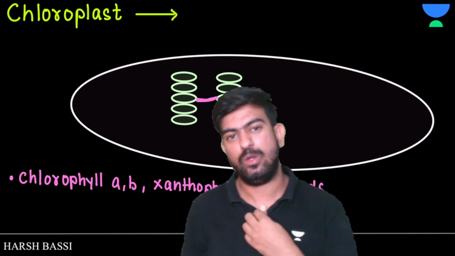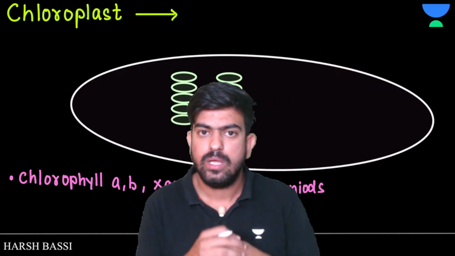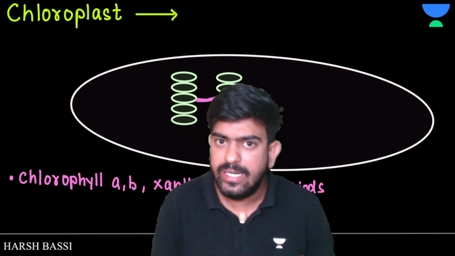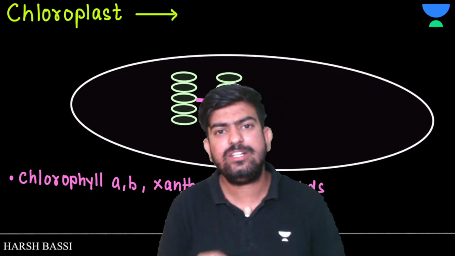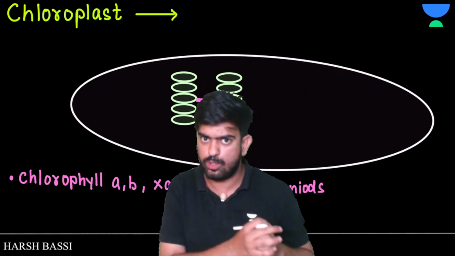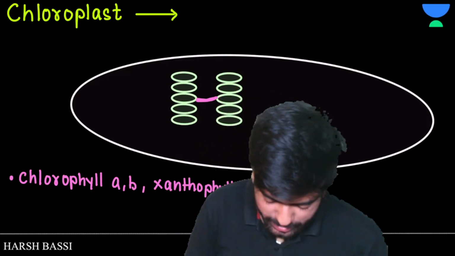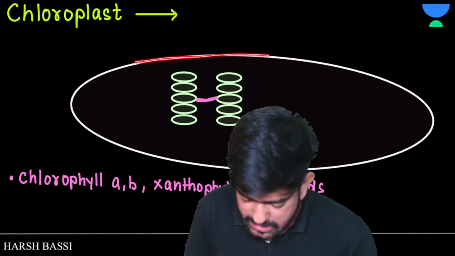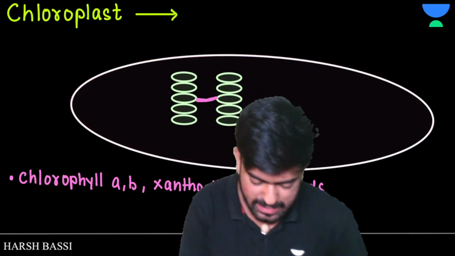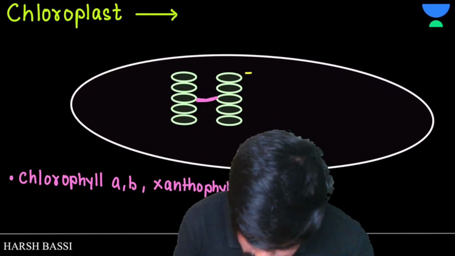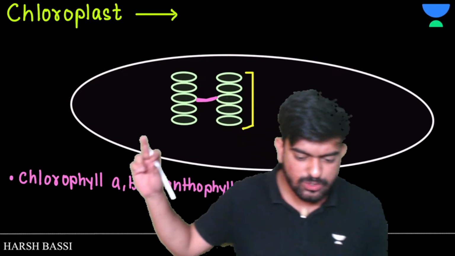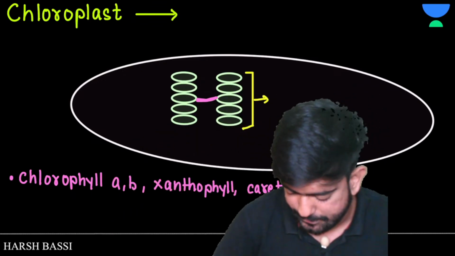Now, let's have the chloroplast. First of all, let us understand where photosynthesis takes place, where the light reaction takes place, and where all these pigments are present. We discussed the structure of the chloroplast day before yesterday. So this is the membrane of the chloroplast. And you remember that this structure we were calling grana. Yes or no?